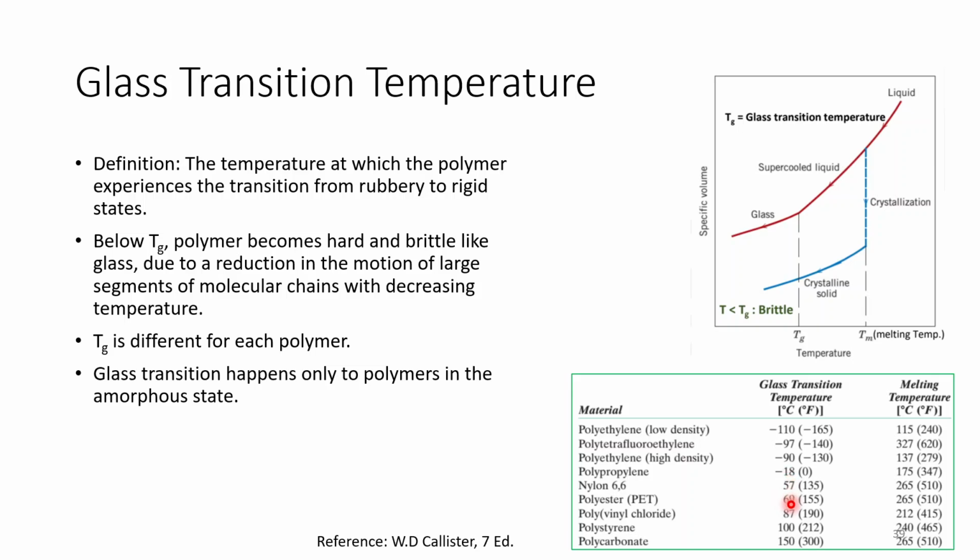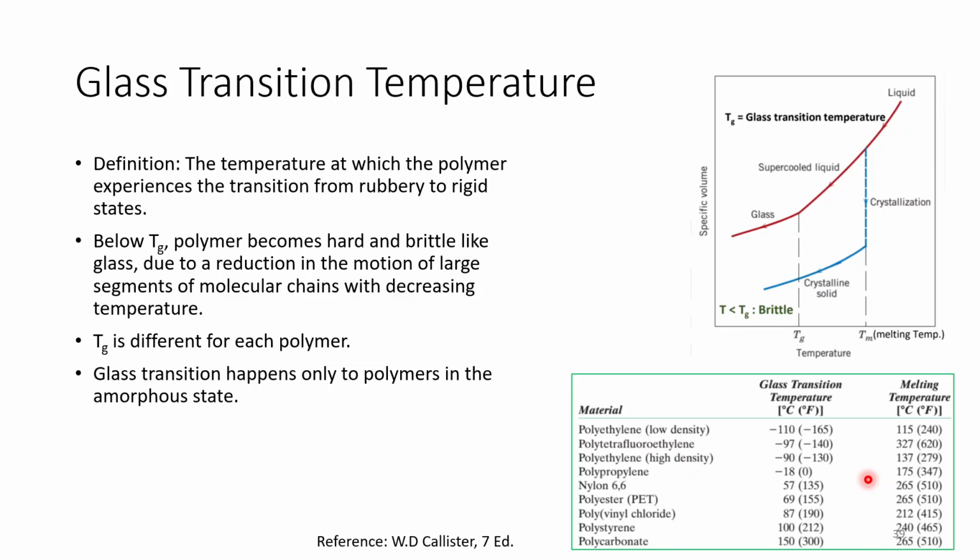higher than room temperature. Next is polyethylene, which is high density. It has minus 90 degrees Celsius glass transition temperature and melting temperature is minus 137. For polypropylene, you have minus 18 degrees Celsius as the glass transition temperature and 175 as the melting temperature. For nylon 66, 57 degrees Celsius and melting temperature 265 degrees Celsius.